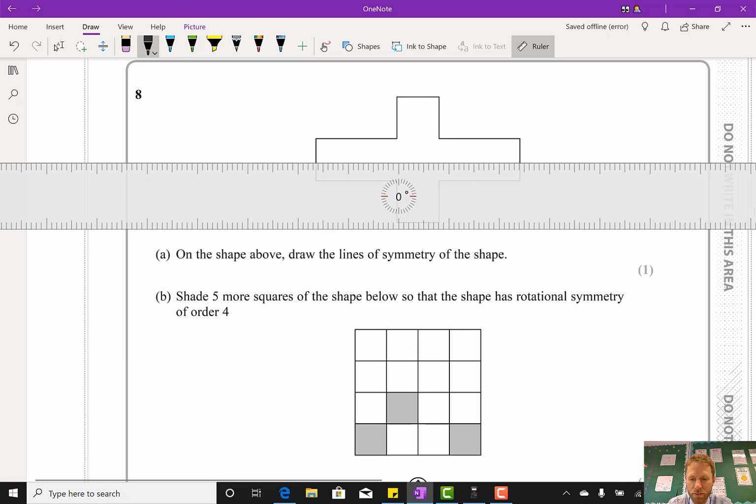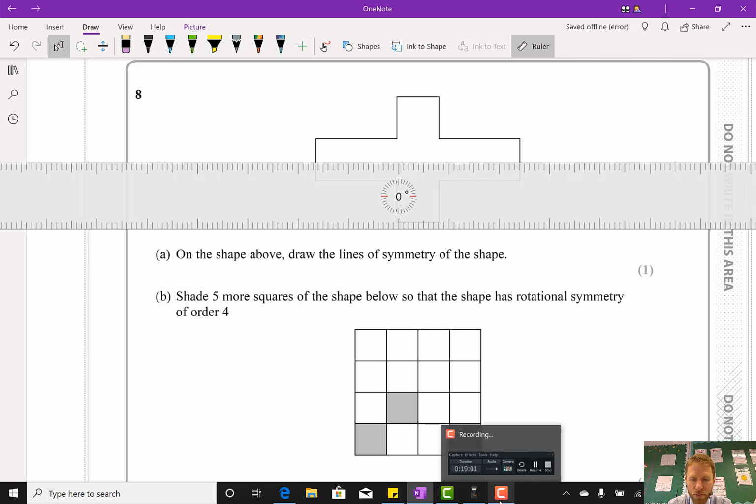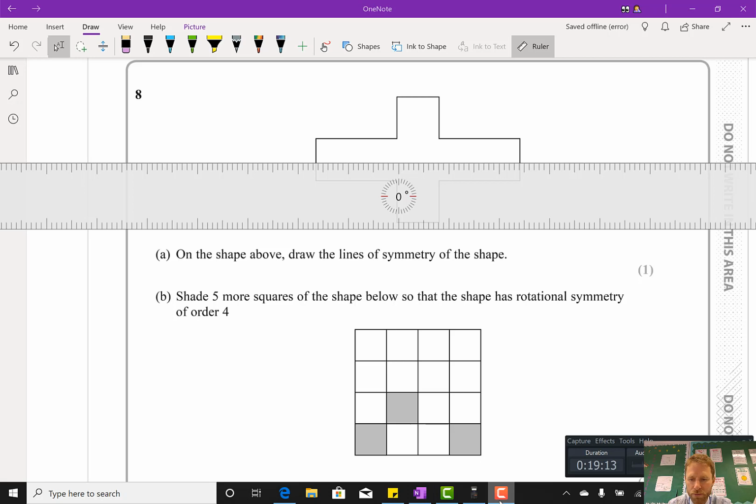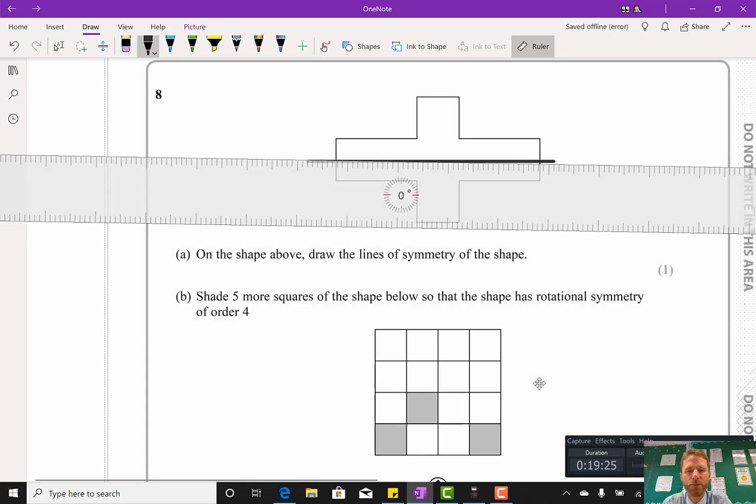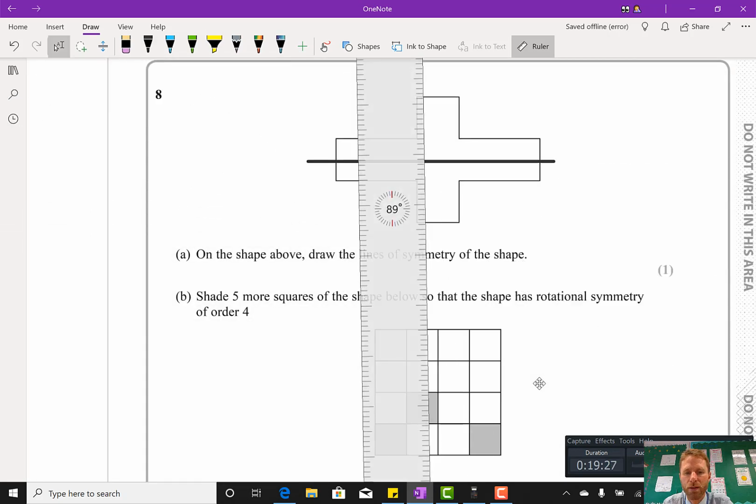Right, back in the game. Mr. Stringer showed me how to move the ruler, as I need help from time to time. Let's press the thing. There we are. So, got to use a ruler. Select my pen and line of symmetry there, and the other line of symmetry when we get to 90 degrees.